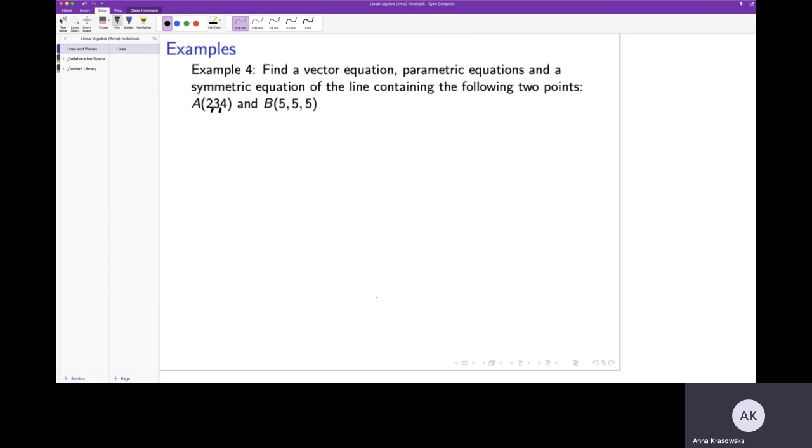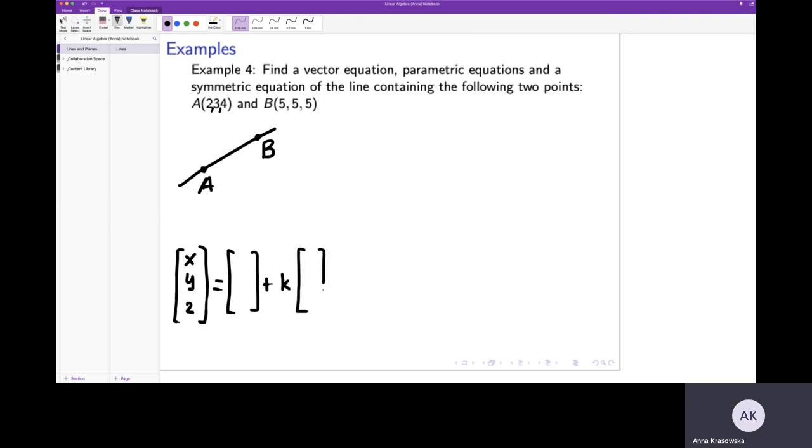The last example for this short video is: find an equation, parametric equations, and a symmetric equation of the line containing the following 2 points. Okay, so we have a line with points A and B on it, and we need to write first the vector equation (x, y, z). For this we need a point plus k times a vector which will be parallel to it.